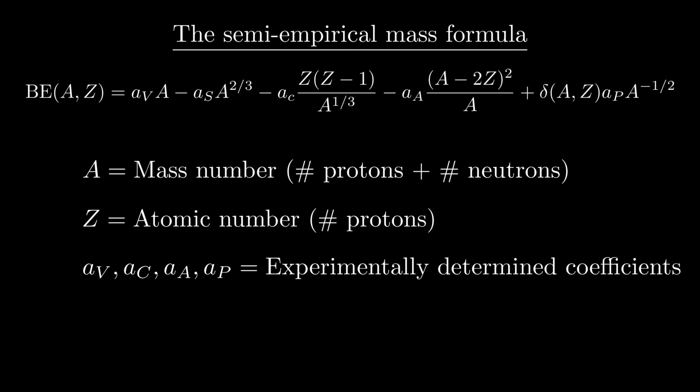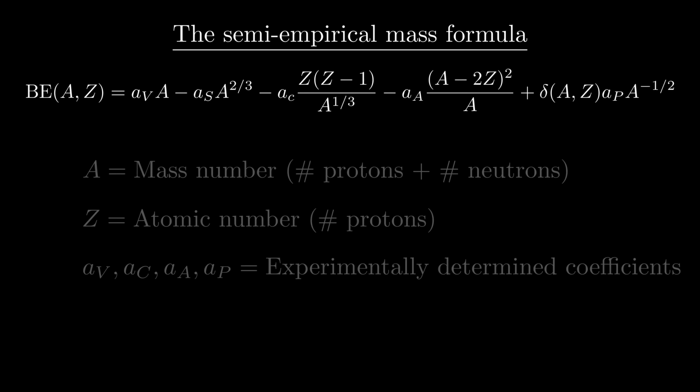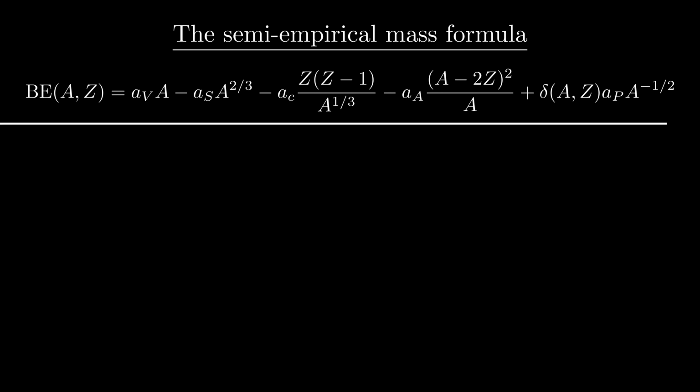The terms A sub V, A sub S, A sub C, A sub A, and A sub P are experimentally determined coefficients, hence the empirical in the name. They're all in units of MeV. Now this equation is only semi-empirical because the form of each of these terms has a theoretical backing in what's called the liquid drop model of the nucleus, which is a crude approximation that treats nuclei as spherical volumes made up of an incompressible fluid. If we take these theoretical terms and attach coefficients to them, and then adjust the coefficients to fit observed data, we arrive at the semi-empirical mass formula.